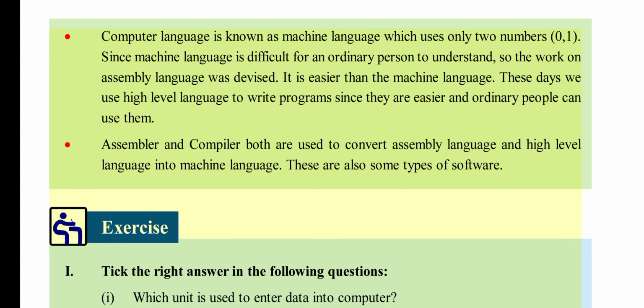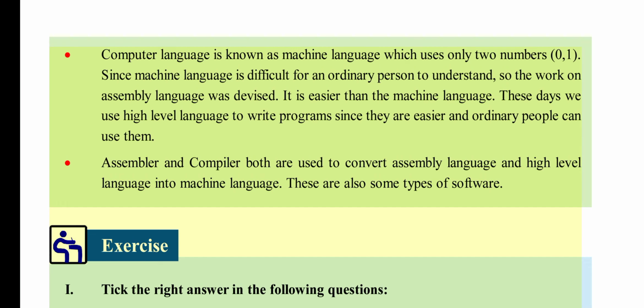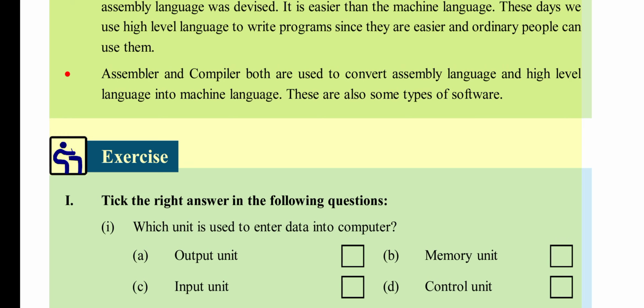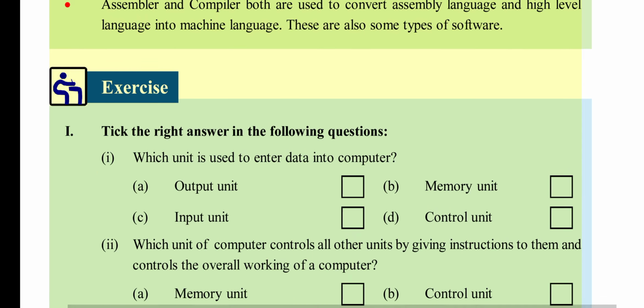Computer language is known as machine language, which uses only 2 numbers 0, 1. Since machine language is difficult for an ordinary person to understand, assembly language was devised. It is easier than the machine language. These days we use high-level language to write programs since they are easier and ordinary people can use them. Assembler and compiler both are used to convert assembly language and high-level language into machine language. These are also some types of software.